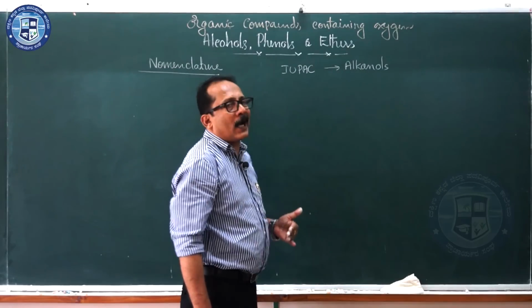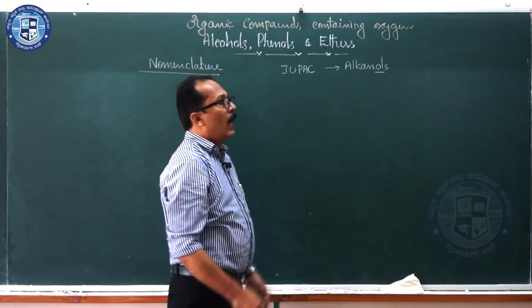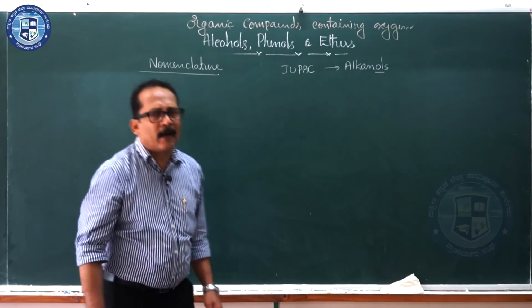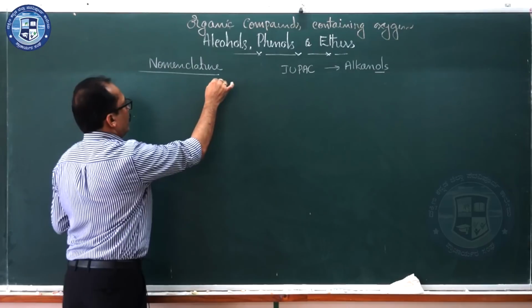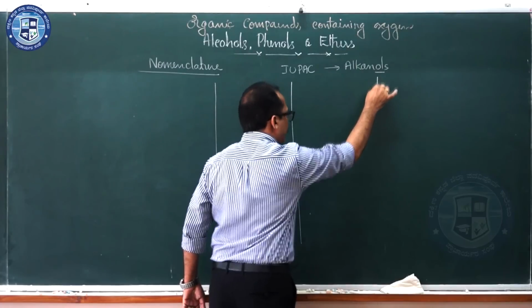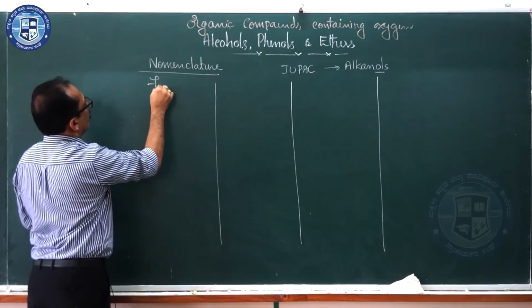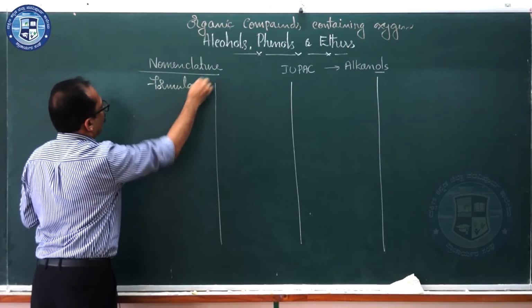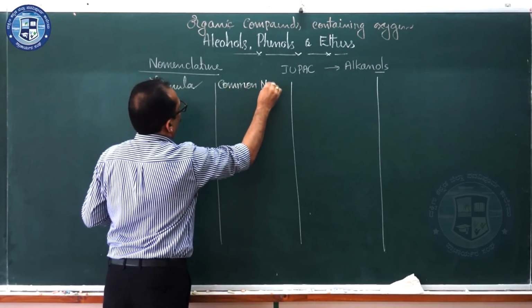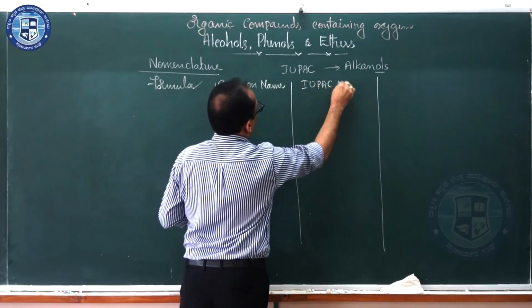Name is derived from the hydrocarbon. Ending is replaced by OL. So alkanols according to IUPAC system. Now we'll take some examples: formula, common name and the IUPAC name.